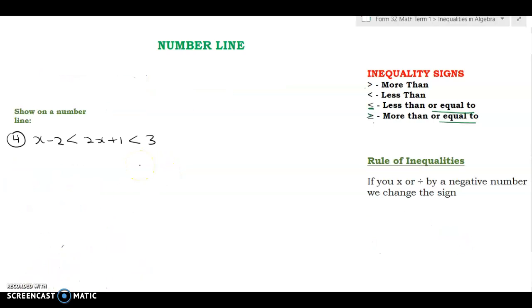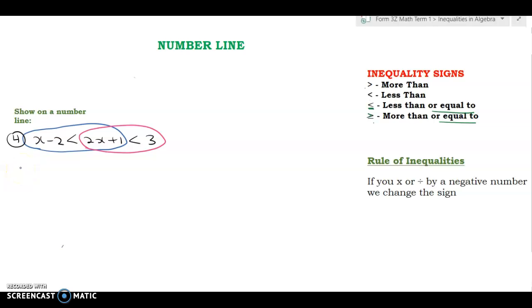My fourth example goes like this. x minus 2 is less than 2x plus 1 is less than 3. Now this is a more complex question than all the others I've done before, but we could simply do this by breaking it up. So what I could do is use this as 1. This piece here could be 1 inequality and this piece here could be another inequality, right? So let me work them out separately.